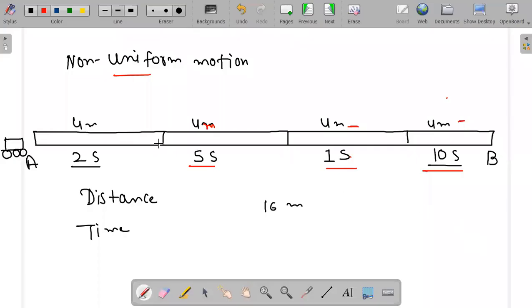In this case, you can see that the distance is the same. And in that case, what I showed you in that particular video is that time is the same, but distance is different. So it is non-uniform motion.